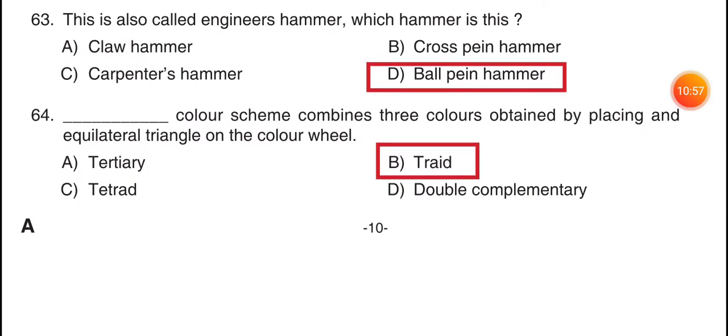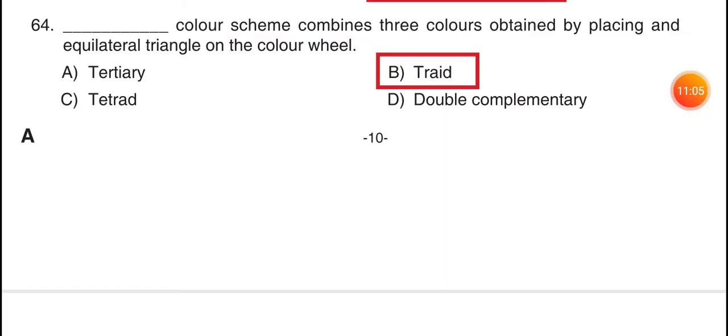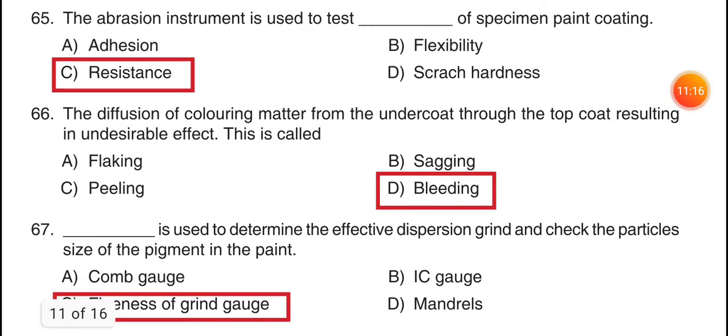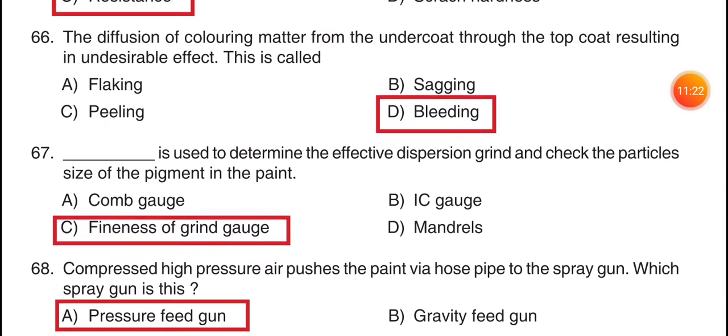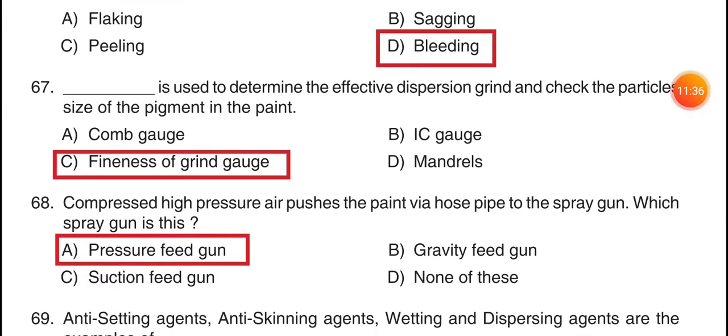63. This is also called engineer's hammer. Which hammer is this? Option D, ball peen hammer. 64. Dash color scheme combine three color obtained by placing an equilateral triangle on the color wheel. Option B, triad. 65. The abrasion instrument is used to rest dash of the specimen paint coating. Option C, resistance. 66. The diffusion of coloring matter from the undercoat through the top coat resulting in the undesirable effect. This is also called option D, bleeding.